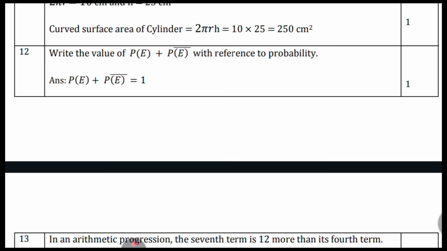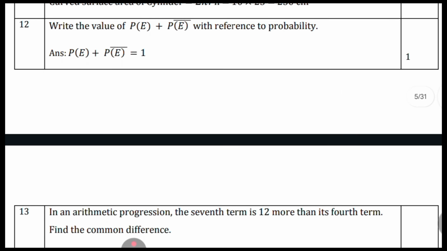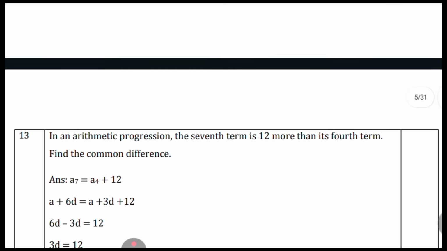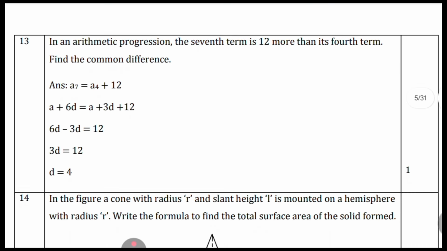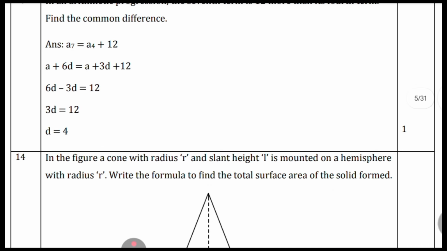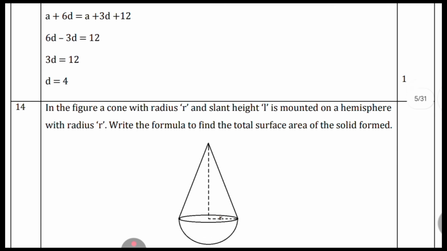12th question, write the value of P of E plus P bar of E with reference to probability. Answer, P of E plus P bar of E is equal to 1. 13th question, in an arithmetic progression, the 7th term is 12 more than its 4th term. Find the common difference. The solving is here perfectly, and d is equal to 4.